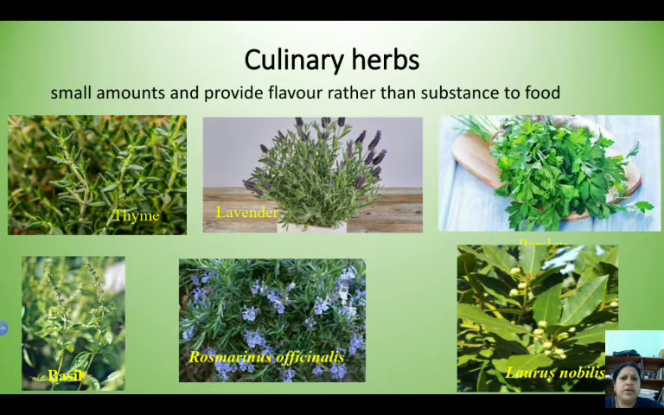These culinary herbs are generally used in our day-to-day life, but in very small amounts, and the main purpose is they provide good flavor rather than substance. So the flavor will be very good. Some of the examples here are thyme. Thyme is one example you can see, and lavender is another. Then parsley. Then you can see basil, Rosmarinus officinalis, and Laurus nobilis. All these plants we use in our day-to-day life.